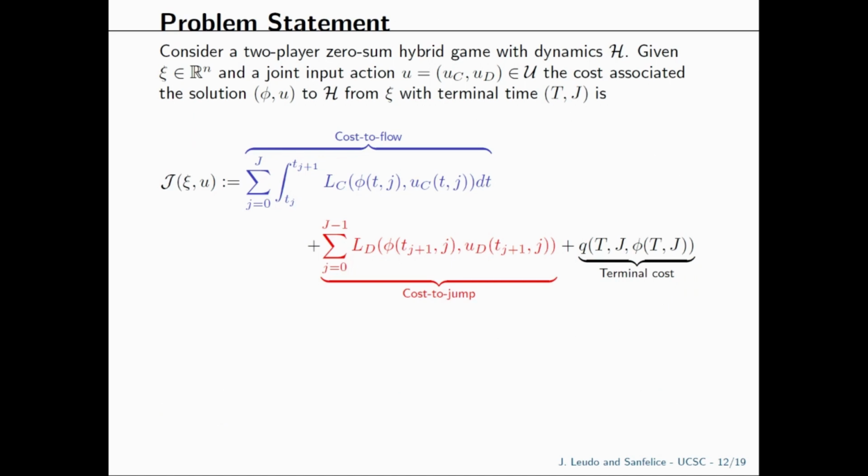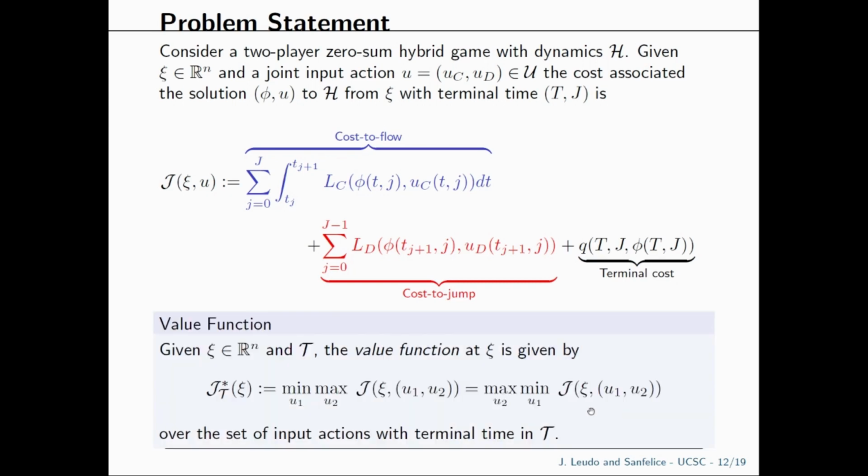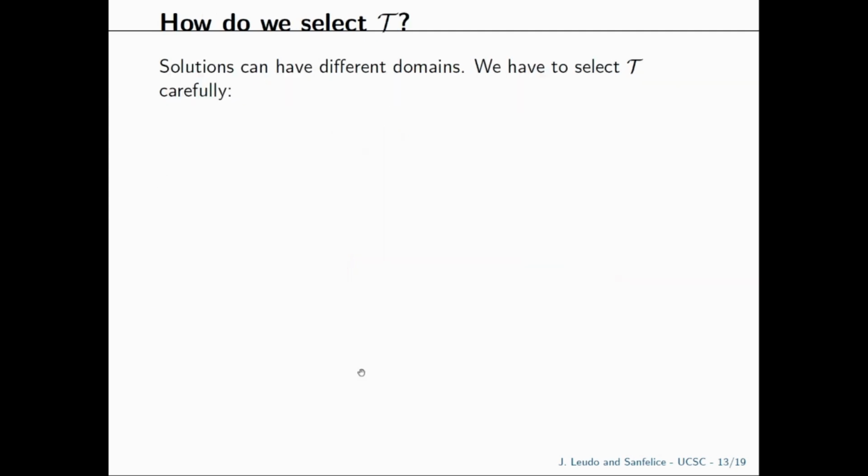Now we can recall in a formal way the main problem that we solve in this work by defining the cost associated to a solution to the hybrid system from an initial condition xi with terminal time T, J. And this cost is composed of three elements: the cost of flow that penalizes each interval of continuous evolution and adds the map, the cost of jump that penalizes each jump and adds the map, and we have a terminal cost Q. So the main problem can be recalled as the min-max problem over the set of input actions with terminal time in the set calligraphic T. When attaining such an optimal value, we can define the value function of the game as J star at a given initial condition.